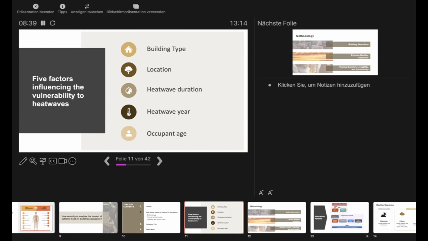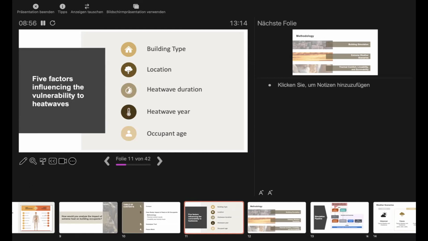Then the second point, which I already hinted at a bit, is the location. So the urban heat island effect also impacts this a lot. If your house is inside a very urban area or has a lot of green space around, this is a very important factor as well.